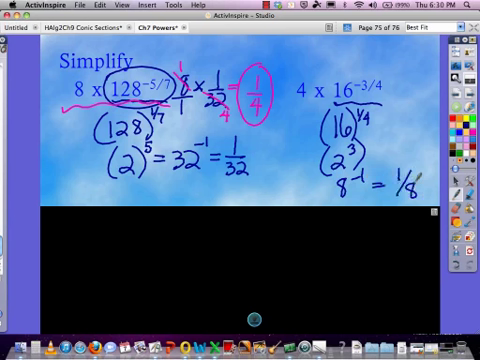Again, don't stop, because all you have done is the rational root. Go back 4 times that 1/8. 4/1, do your canceling. 4 goes into 4 once, 4 goes into 8 twice. Final answer looks like we have 1/2.